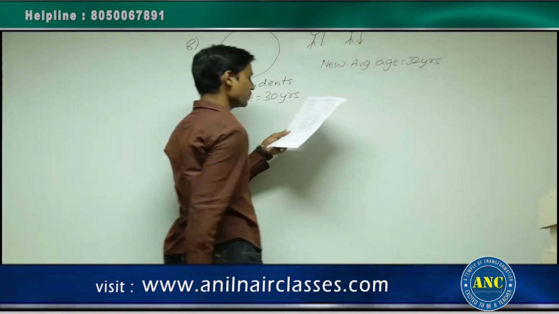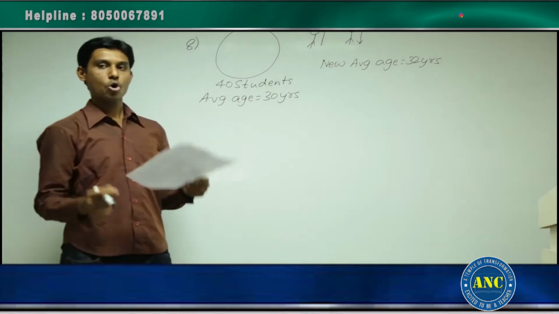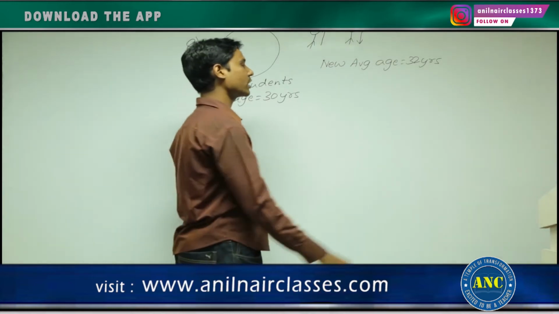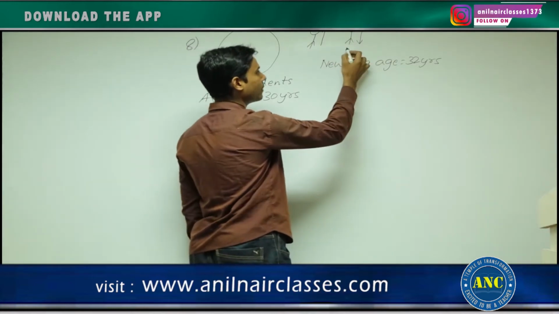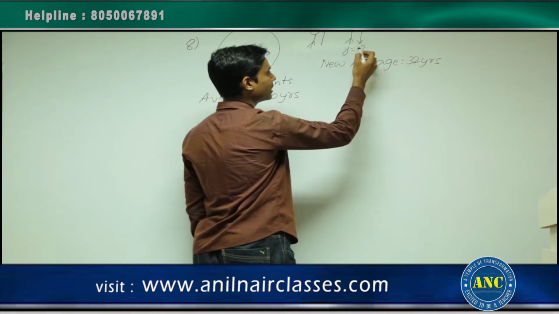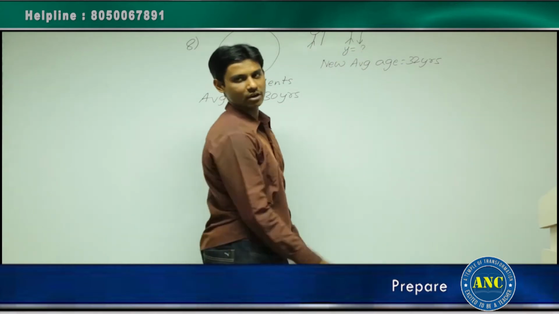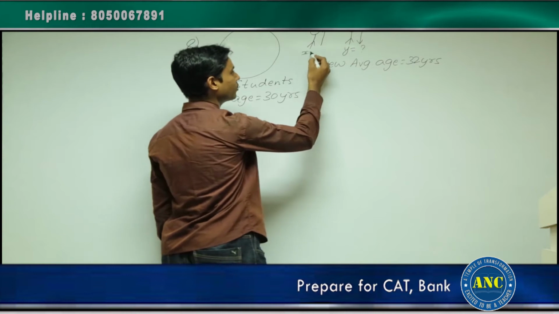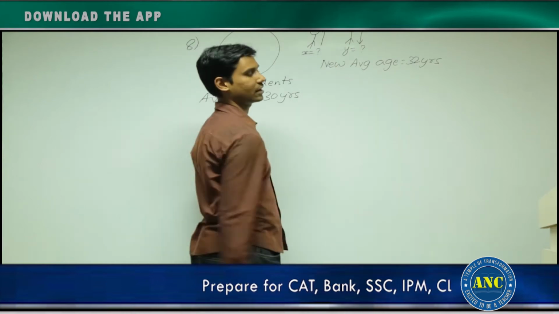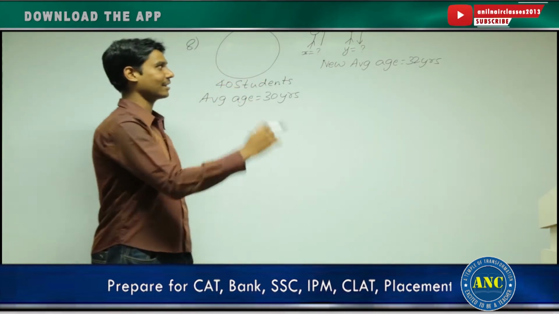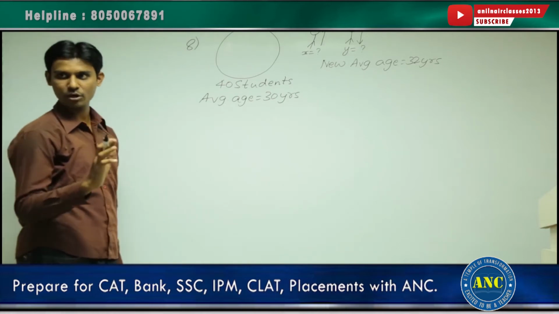Now the question is, what is the age of the student who leaves the class? If I call the age of the student who leaves the class as y years, they are asking what is the value of y. If I call the age of the student who joins the class as x years, x is not asked, but let us see if it can be calculated. Clear with the question, right?